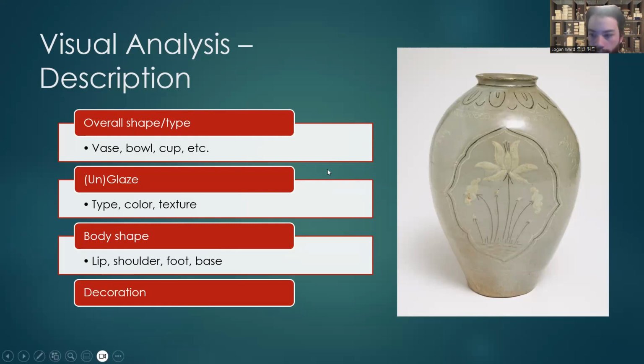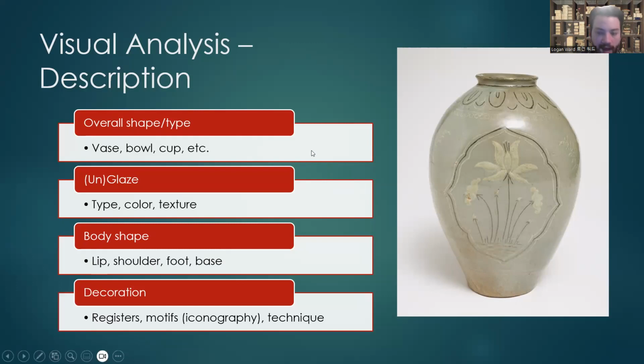And then decoration. So does it have registers? Registers refers to the patterns that go around the body of the vase. You'll notice you have some pattern here, and then there's another pattern under it, right? And they're marked off by lines. Those are what we call registers.